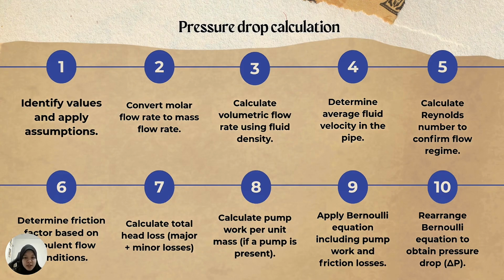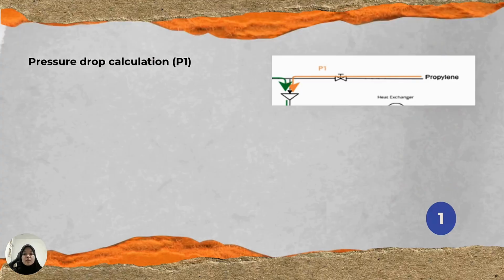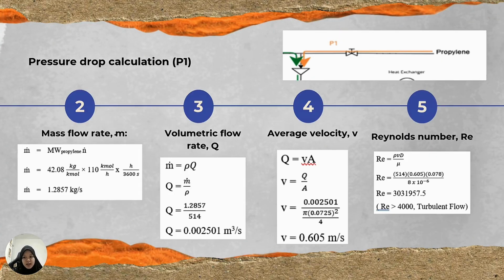So for pressure drop calculation, we use the Bernoulli equation, and we will go through P1 calculation to understand these 10 steps. For the first step, the values and assumptions were determined. And then mass and volumetric flow rate was calculated. For step 4, we also calculate the average velocity. And step 5, we calculate the Reynolds number to determine the type of flow, which in this case is turbulent.